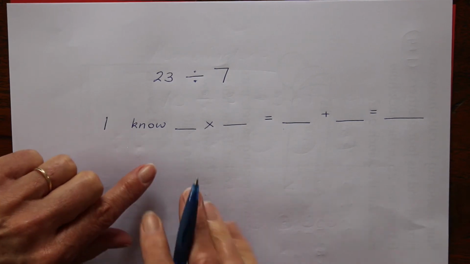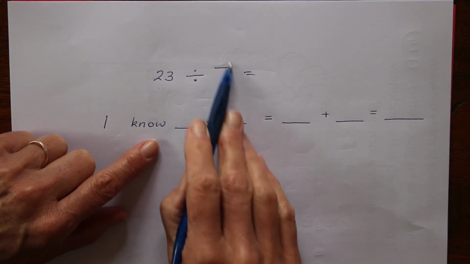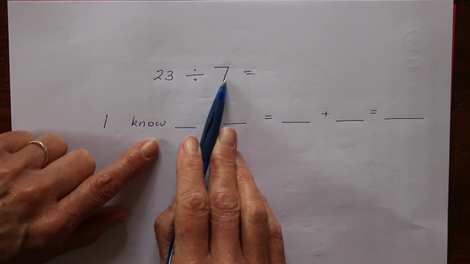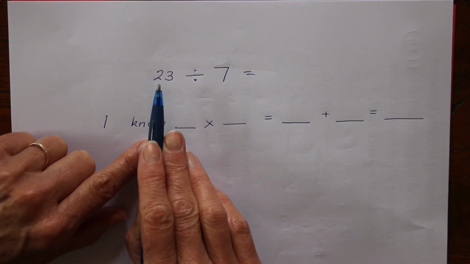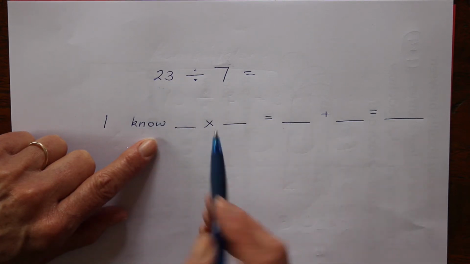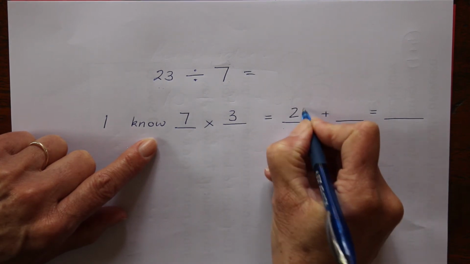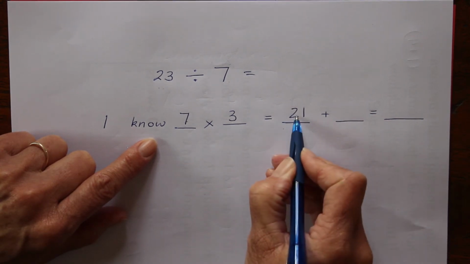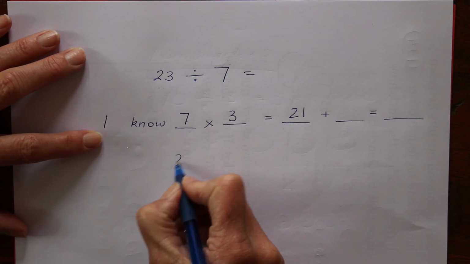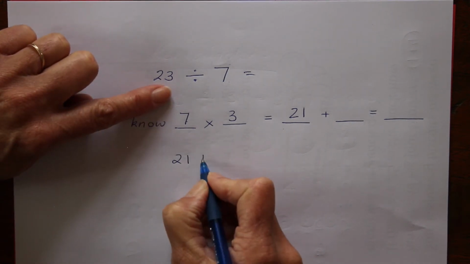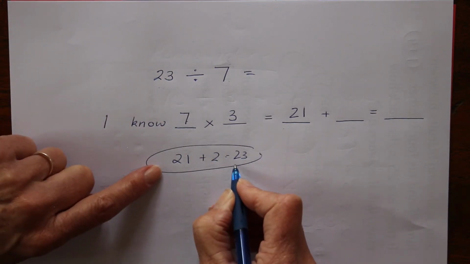So I'm looking at this. We're looking at the 23. So I'm going to look at my 7 times tables to see how close I can get to 23. I can't go over 23, I have to stay under it. Well, I know that 7 3s are 21. I'm going to write 21 there, because I know that 7 3s are 21. But if I have 21, I still know I've got 2 more to get before I get to 23. 2 more before I get to 23.